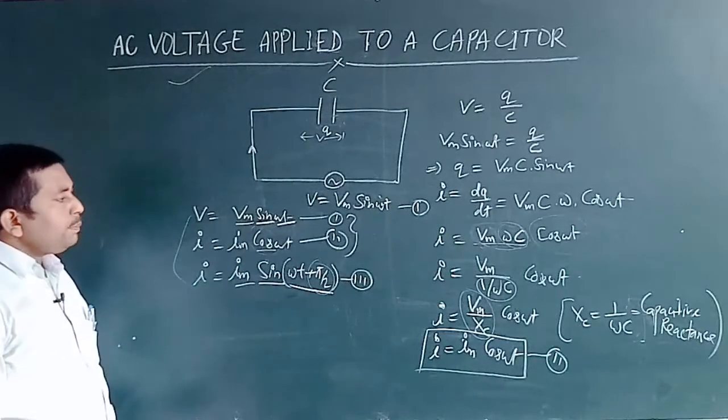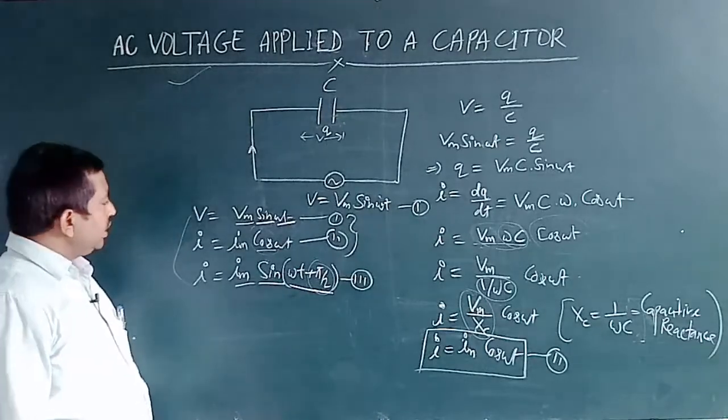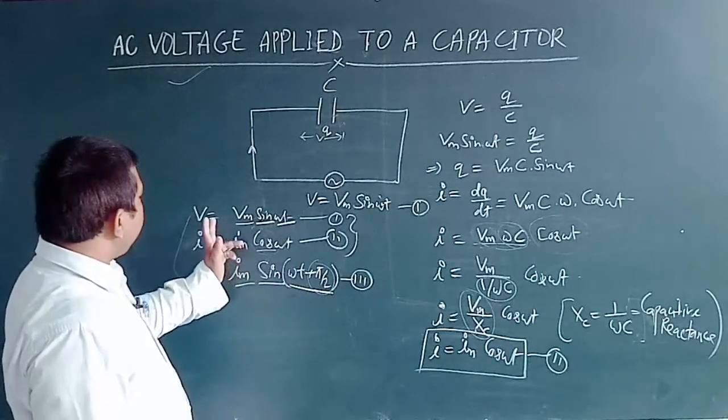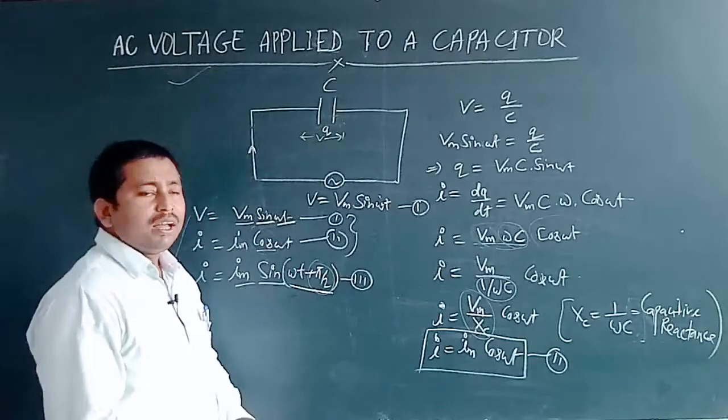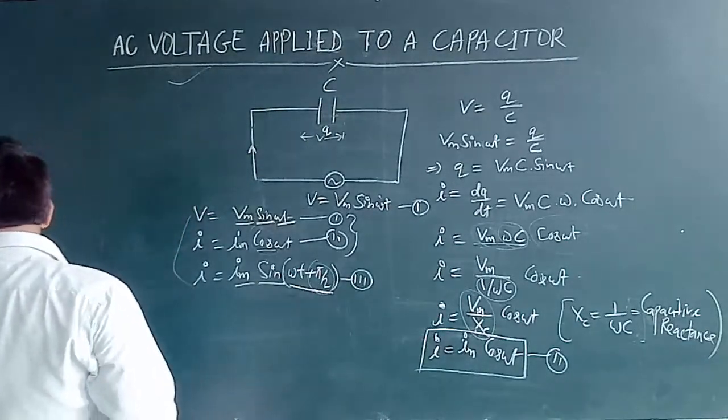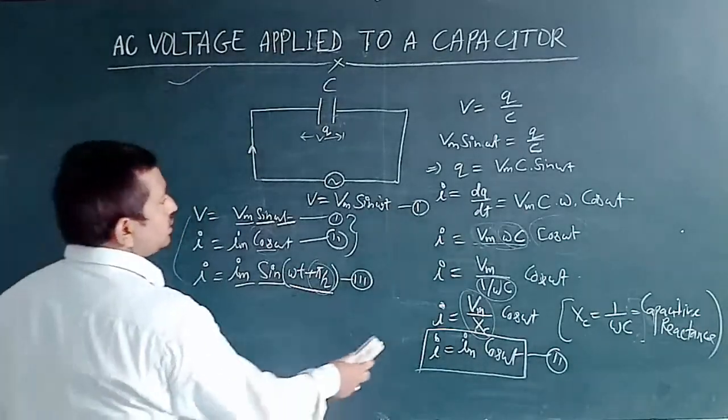So if we plot the graph for showing potential and current with time, then we can represent it on the time axis like this.